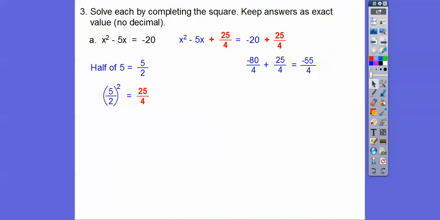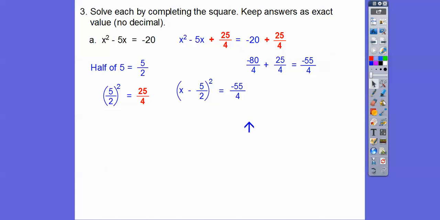So when we factor the left-hand side, we get x minus, and I always ask my student, his name is Kellen, what sign is in the middle, Kellen? And he'd notice it's a minus, and so we put a minus inside of there. So x, and the square root of 25 fourths is 5 halves. And over here, negative 20 plus 25 fourths gave us negative 55 over 4.